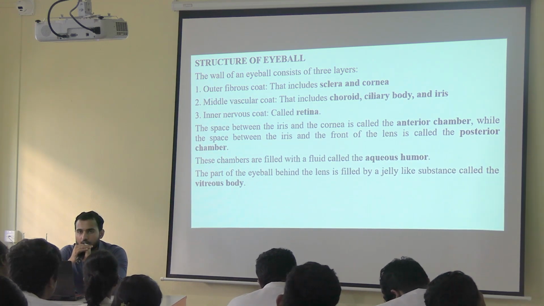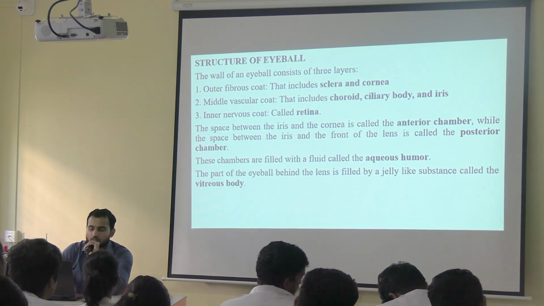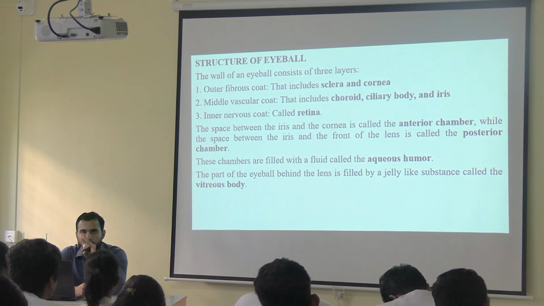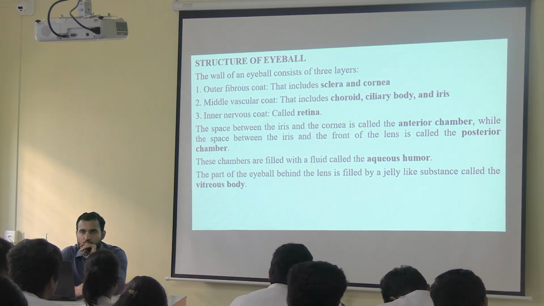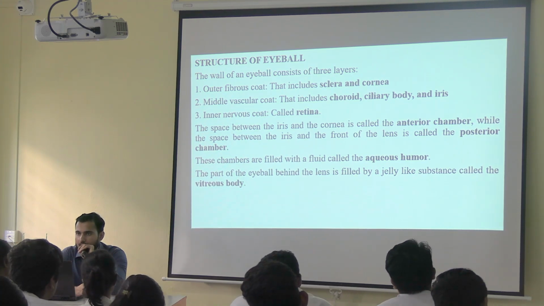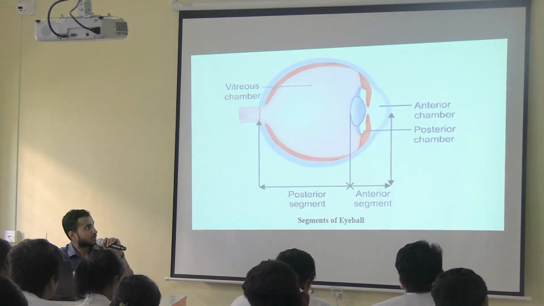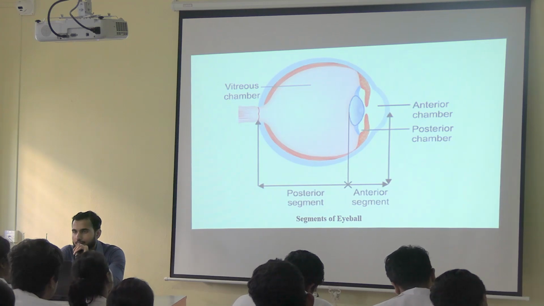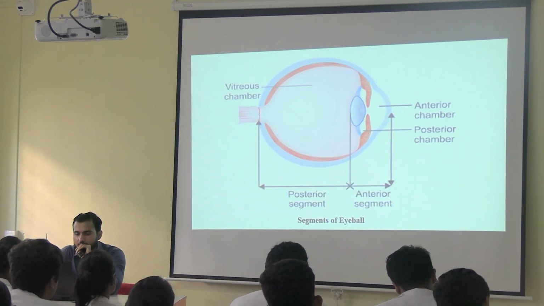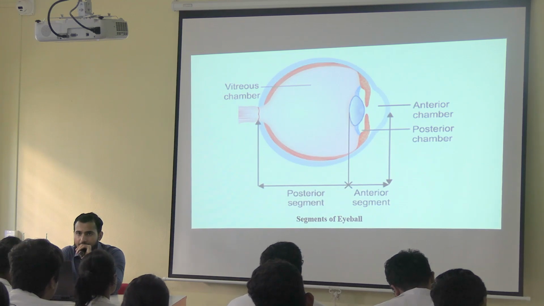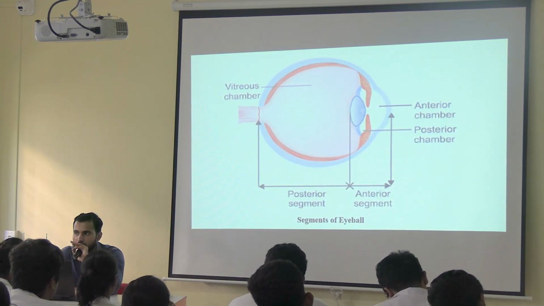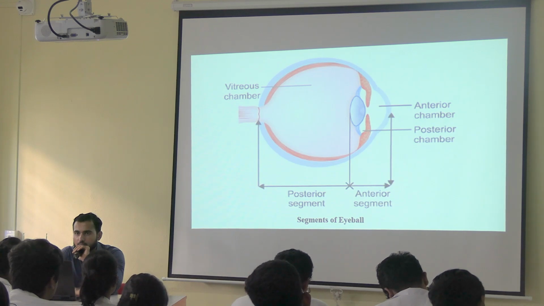Next, if you see the eyeball, there are two segments of the eyeball: anterior segment and posterior segment. The eyeball is divided into two segments, anterior segment and posterior segment. Here you can see the diagram. Two segments are there. The anterior segment is again divided into two chambers: anterior chamber and posterior chamber. Can you see the diagram?